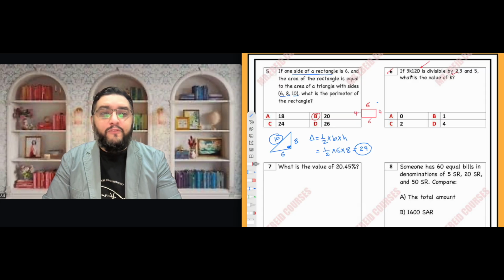Divisibility by 3: if you add all of the digits, it will be a number divisible by 3. It means if you add 3 plus 1 plus 2 plus 0, it will be 6, and 6 is divisible by 3. So this number is also divisible by 3, so it satisfies this condition.